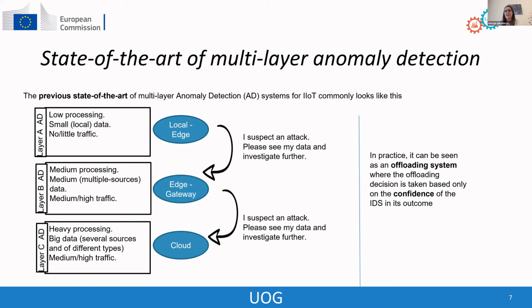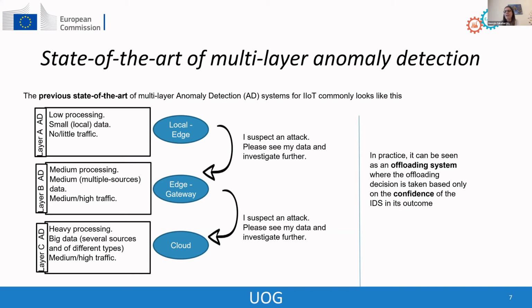Usually what happens is if one of them at the lowest layer suspects an attack, or the confidence level of whether this is proper normal traffic or data is low, then the model will go to another more complex model in the next layer. If that confidence level is also low, or there is a suspected attack but not at a very confident level, then that will go to the next layer, which in our case is the cloud layer. In practice, this can be seen as an offloading system, where the offloading decision is taken based only on the confidence level. If that confidence level is low, then we go to the next layer.